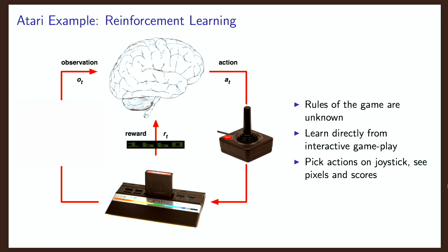So here's an example of how that then looks for Atari. As I said, there was one system that basically learned these Atari games. That system assumed that the rules of the game are unknown. So there was no known model of the environment. And then the system would learn by just playing the game and then directly learn from the interaction.